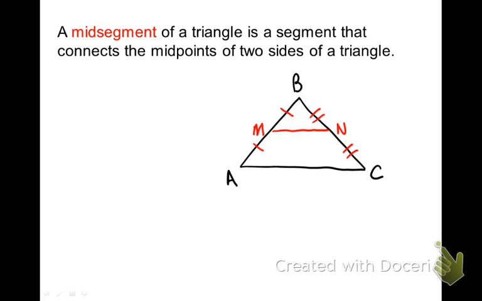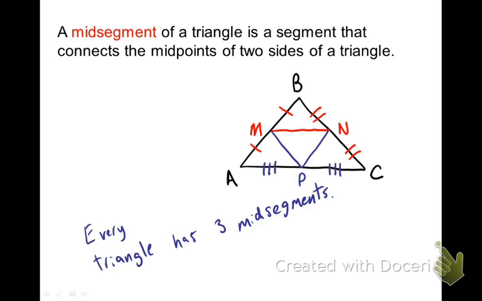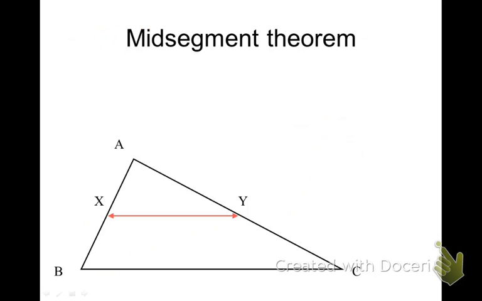A mid-segment is a segment that connects the midpoints of two sides of a triangle. So here we have point M, which is the midpoint of segment AB, and we have point N, which is the midpoint of segment BC. And line MN is therefore called a mid-segment. Every triangle has three mid-segments. So if we find the midpoint of AC, then we can see that line MP is going to be a mid-segment and line NP is going to be a mid-segment.